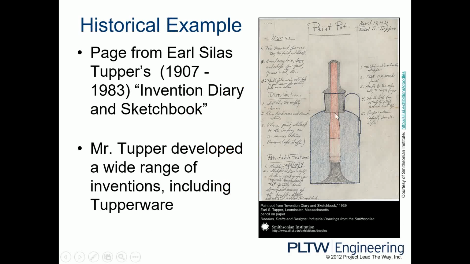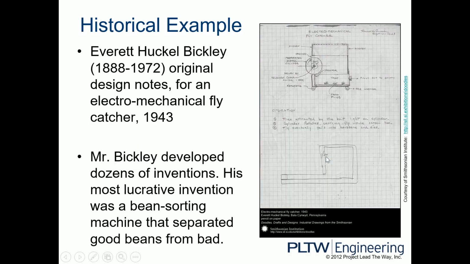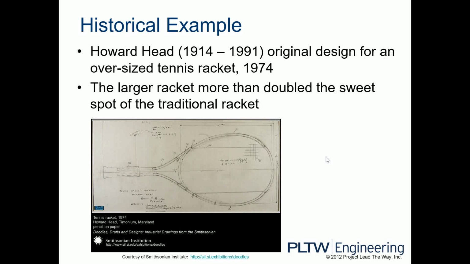Now they did use handwriting in these, but again, that's kind of what they did back at the turn of the century. In here, this is the gentleman famous for his plastic kitchen storage stuff. You know him as Tupperware. This is designer notes for an electronic flycatcher, which would be really useful. This is Howard Head, the designer of the large head tennis rackets.